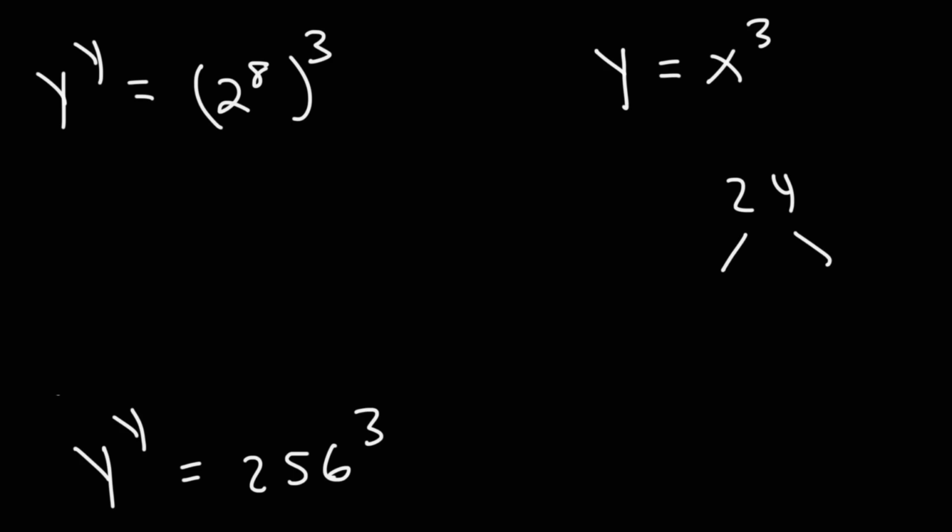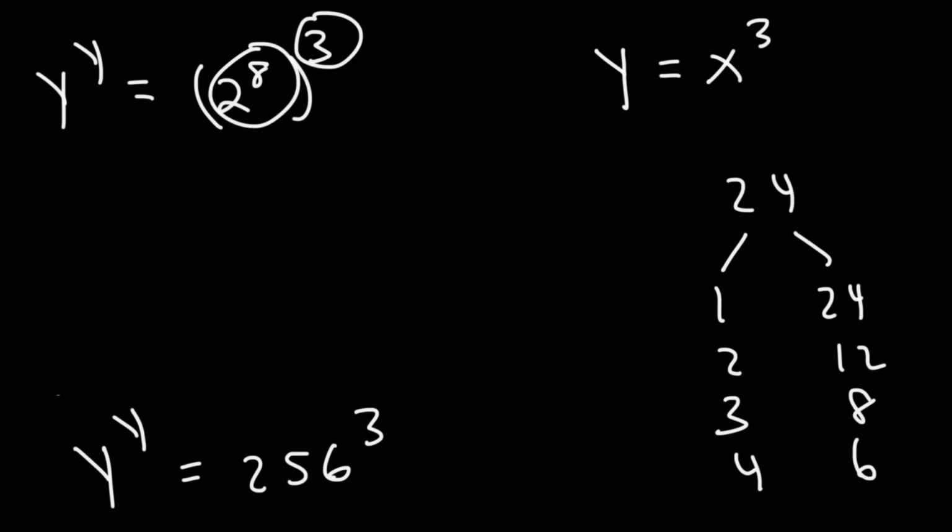Now let's make a factor tree. 24 is 1 times 24. It's 2 times 12, 3 times 8, 4 times 6. One of these pairs is going to help us to make these two numbers the same. The question is, which one? Well, let's make a list.